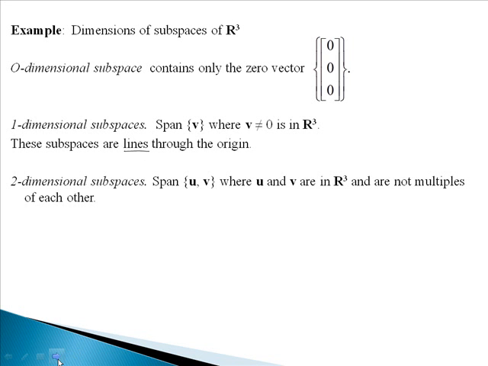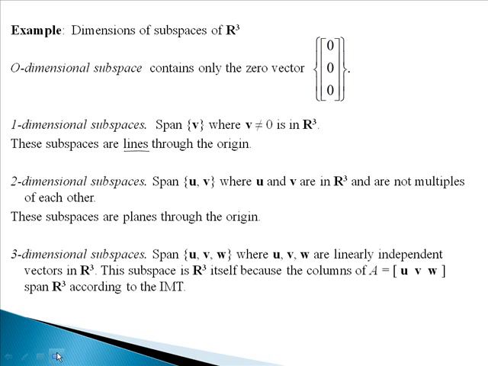A two-dimensional subspace is the span of 2 vectors, u, v, where u and v are in R3 and are not multiples of each other. So then these subspaces are planes through the origin. And then a three-dimensional subspace is the span of u, v, and w, where those vectors are linearly independent vectors in R3. This subspace is R3 itself because the columns of A span R3 according to the invertible matrix theorem.